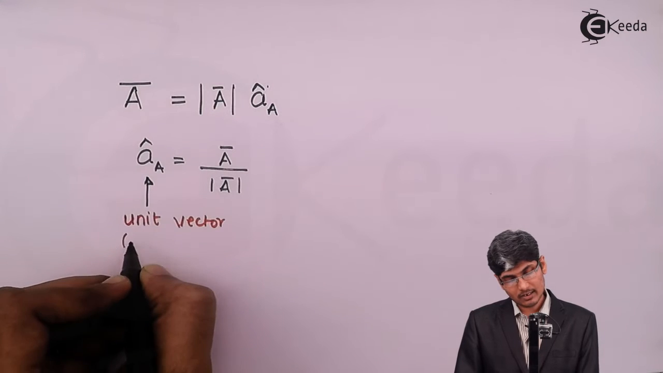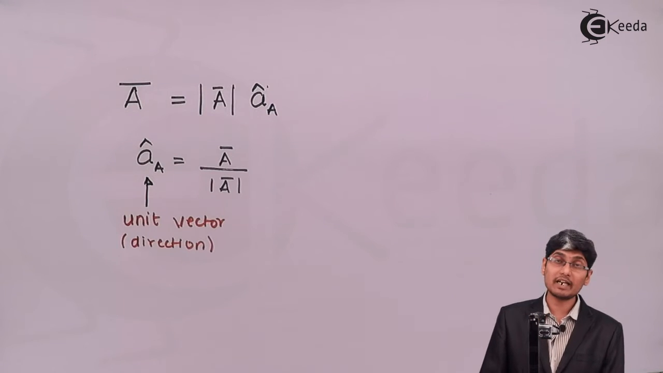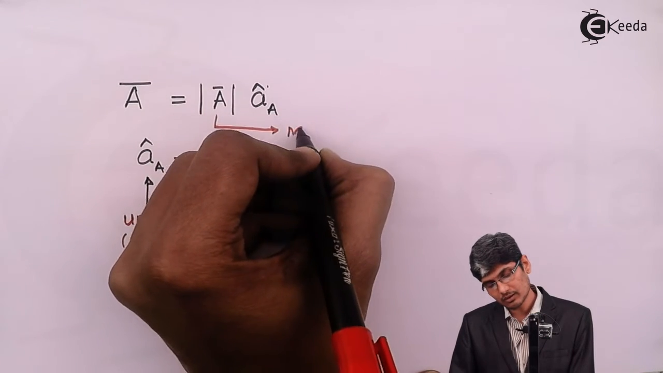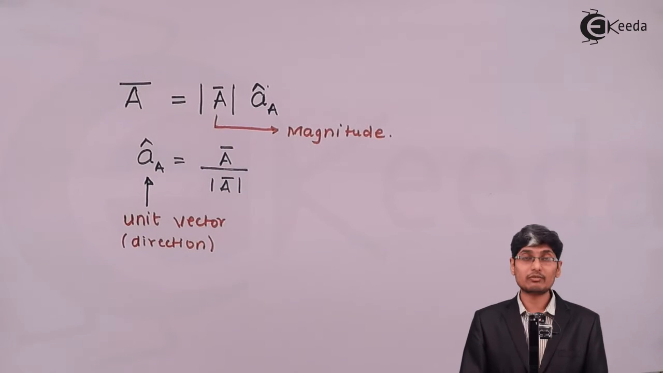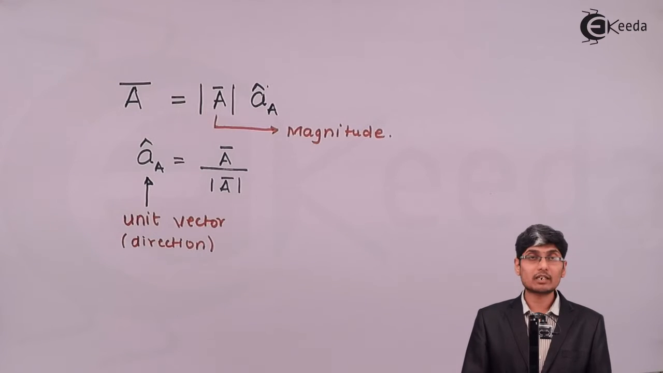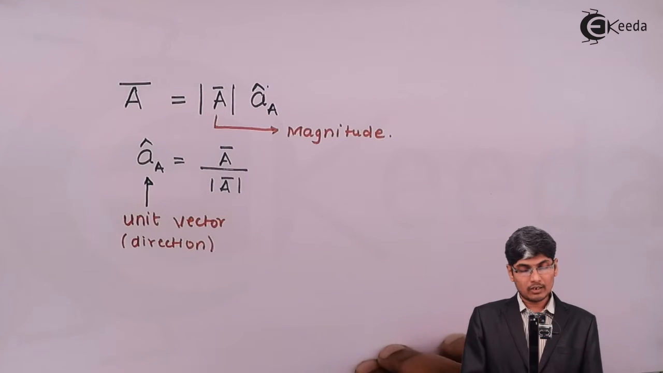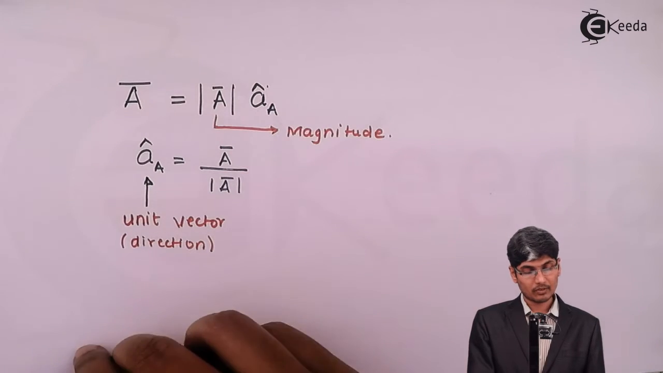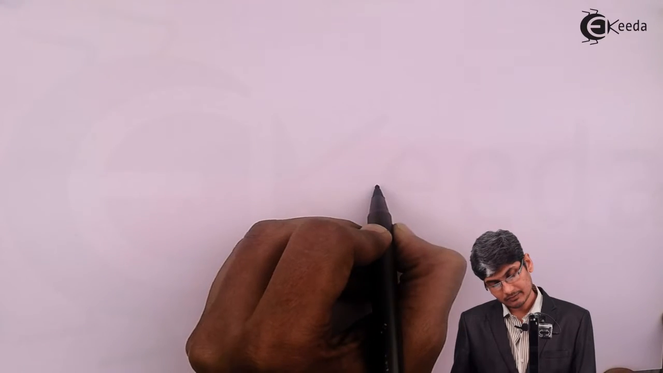So this will help us in finding the direction of a vector. The unit vector will help us in showing the direction of the vector, and the modulus of A bar will give me the magnitude. Algebraically, when I write a vector, I write it in two terms: the modulus and the unit vector. And the unit vector is given as A vector divided by the modulus of A vector. How to calculate the modulus of A vector, we will see in a moment when we deal with coordinate systems.